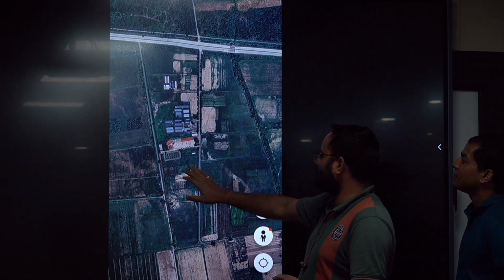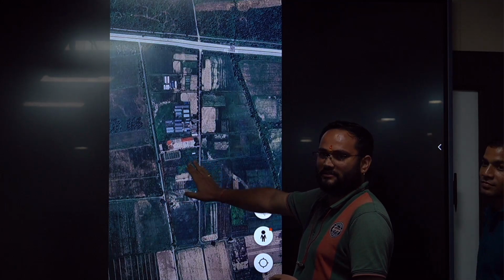So this will be the exact area where we will be building our polyhouse. Okay.